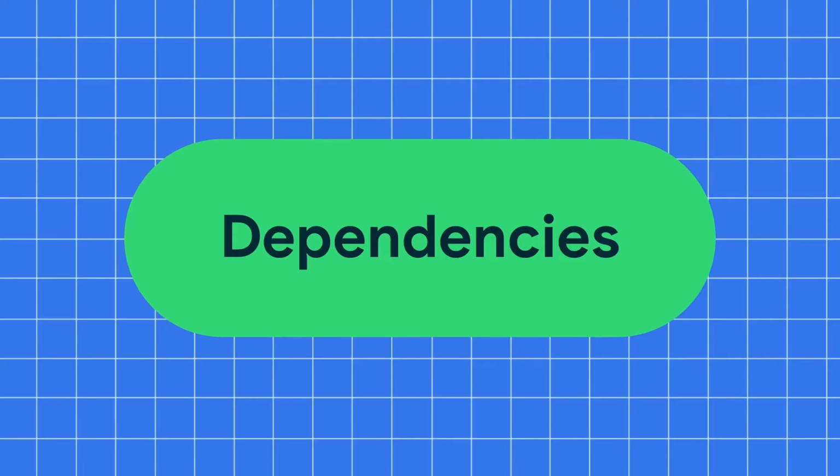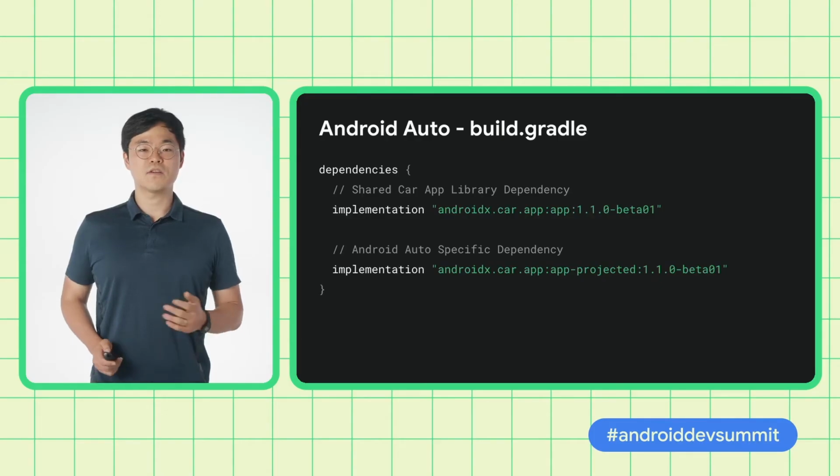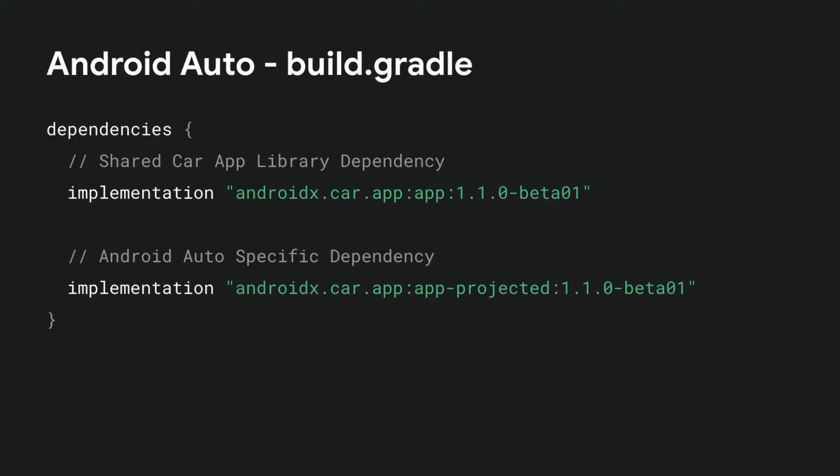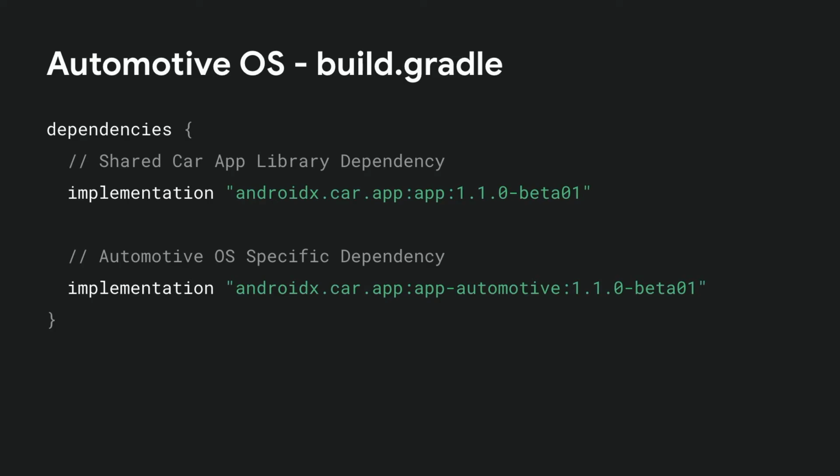Let's define the dependencies in our build.gradle files. For our app, we will depend on the 1.1.0 Beta 01 version of the car app library. These are the dependencies for the Android Auto build target. We have the shared car app library dependency, as well as the Android Auto specific dependency. These are the Automotive OS dependencies. Notice that the shared library dependency stays the same, but now we have the Automotive OS specific dependency.